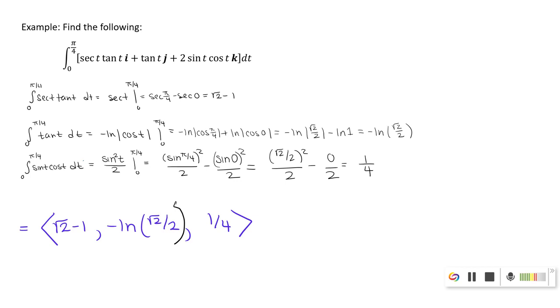So whether you're taking the derivative or you're integrating a vector valued function, your answer is going to be a vector. The only time you don't get a vector is if you're working with a dot product, because dot products give you scalars instead of vectors.